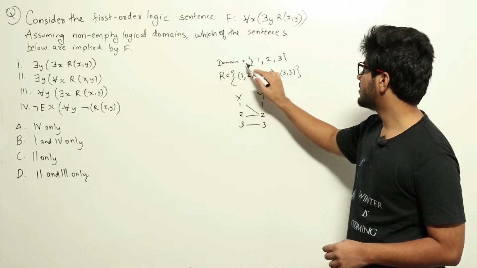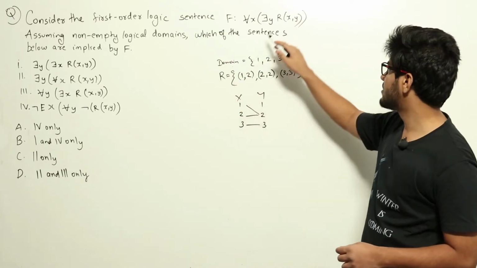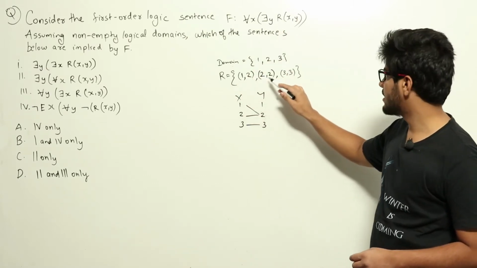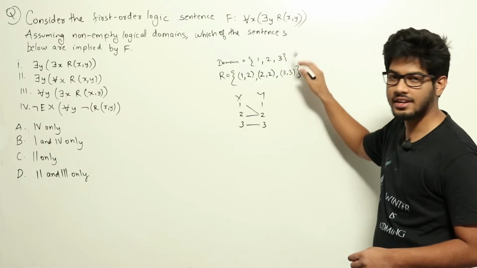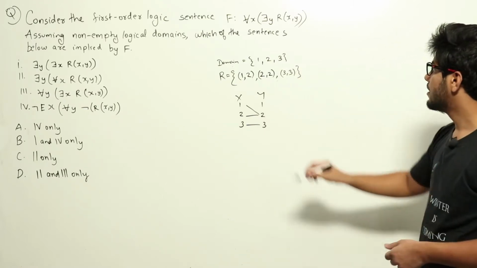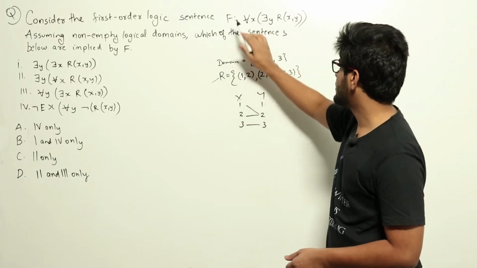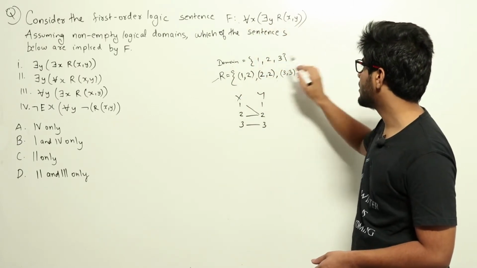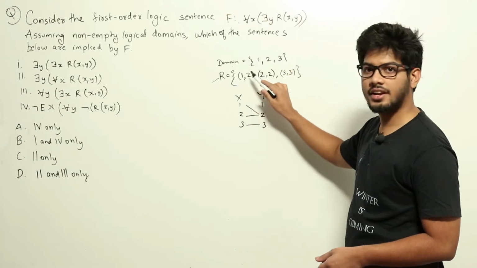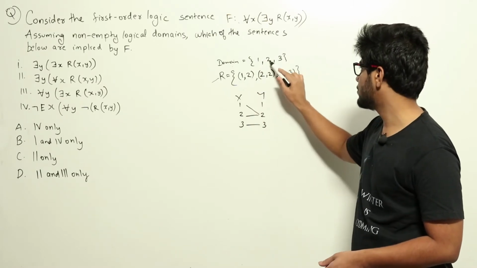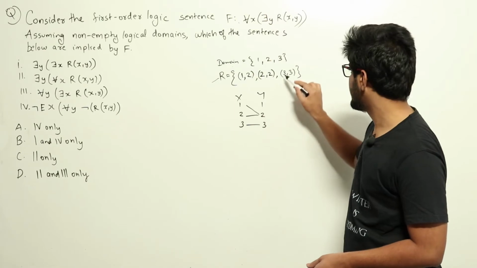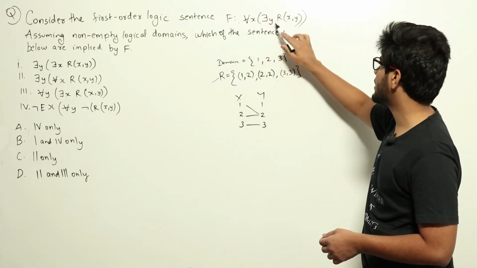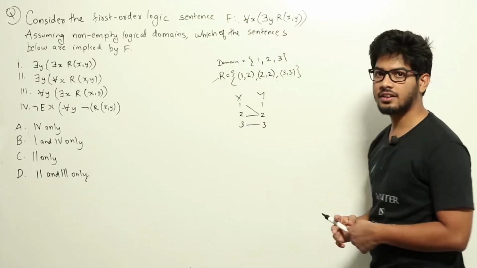Let the domain be the numbers 1, 2 and 3. And suppose the relation R is such that 1 is related to 2, 2 is related to 2 and 3 is related to 3. This is an example which I wrote just now. Now this satisfies this condition: for all x, there exists y such that x is related to y. When x is 1, it is related to 2. When x is 2, it is related to 2. When x is 3, it is related to 3. So the statement saying that for all x, there exists y such that x is related to y is true.